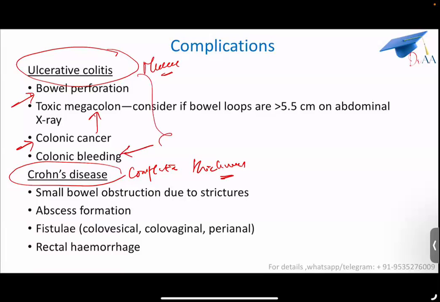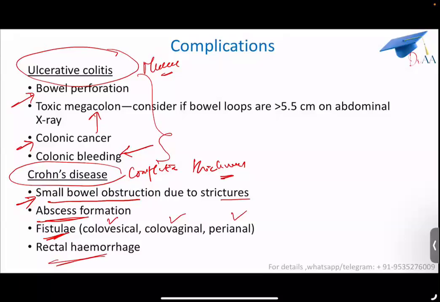With all this, in Crohn's disease the additional things you need to remember: it can cause small bowel obstruction due to stricture formation. It can cause abscesses. Fistulas are very important. It can cause a fistula between the bladder and the colon, the bladder and the vagina, or perianal fistulas. Rectal hemorrhages also can occur in Crohn's disease.